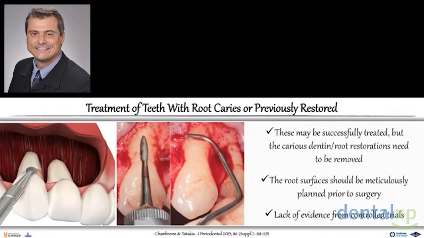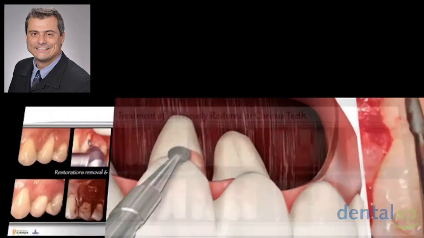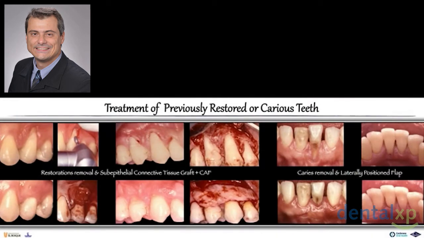Well, literature indicates that these areas may be successfully treated, but the carious dentin or the root restoration needs to be removed. And those root surfaces should be meticulously planned prior to surgery, but unfortunately there is no solid evidence from randomized clinical trials. Most of the evidence available comes from case reports. In these examples we may see that after removing the old restoration or the carious tissue, very good aesthetic and functional results may be achieved with therapy.